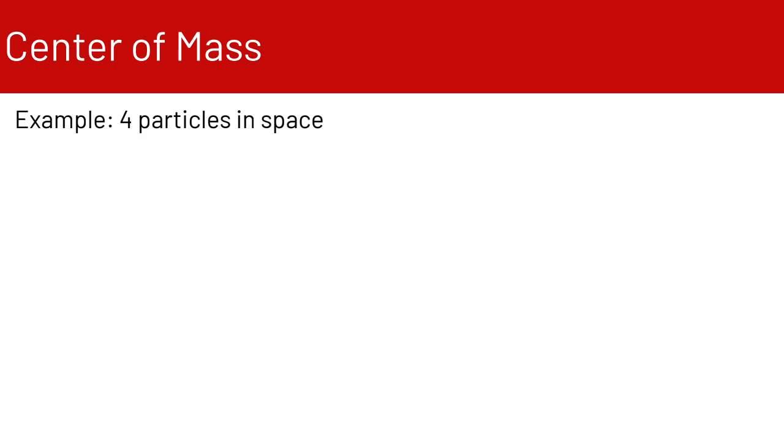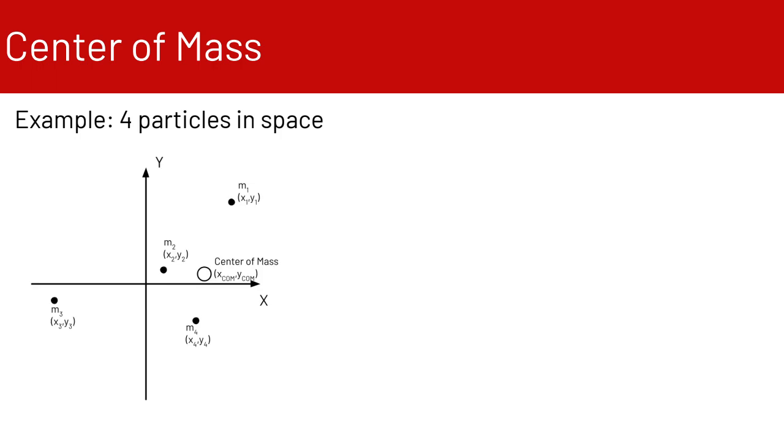So for example, for figuring out the center of mass of, let's say, 4 particles in space. Here we have an XY plane, and we have 4 particles on this plane. We have M1, which has an address of X1, Y1. We have M2, which has an address of X2, Y2. We have M3, which has an address of X3, Y3. And we have a particle 4, M4, which has an address of X4, Y4. And then we have the center of mass of all of these particles, which is right here, which has an address X center of mass, Y center of mass.